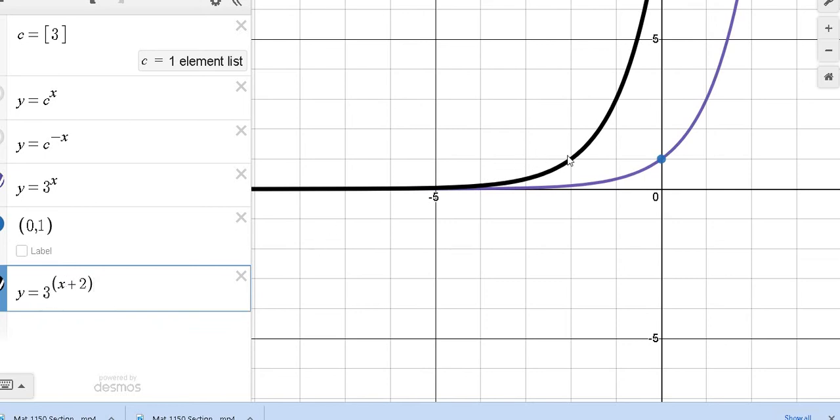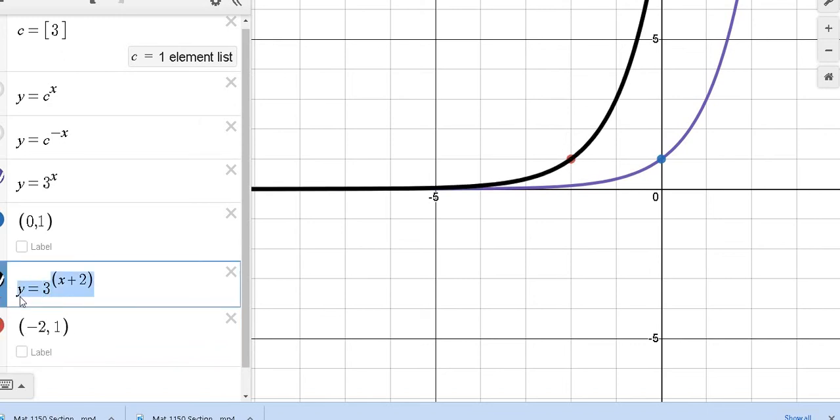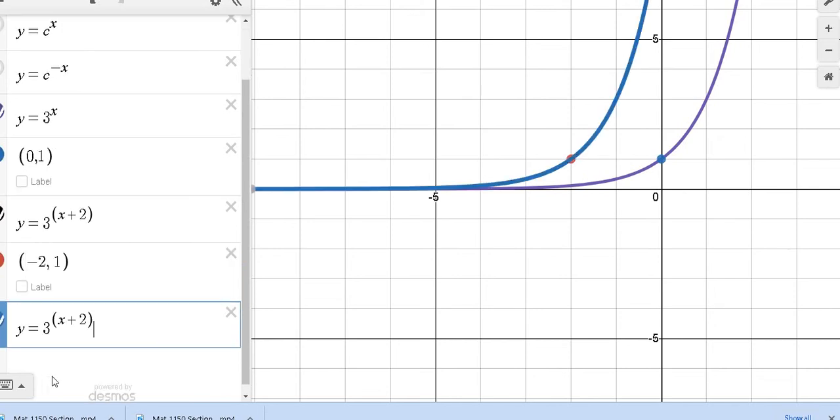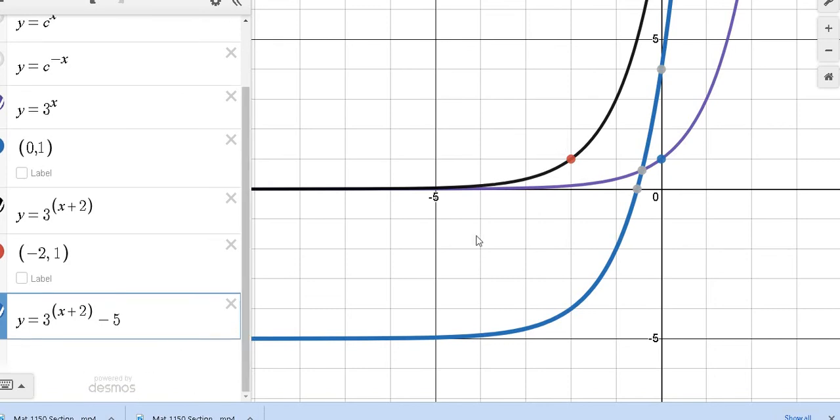You can see the point that was at 0, 1 is now at negative 2 and 1. I can't quite get it in there. Let's just do it this way. Negative 2 and 1. There we go. And then you're going to take that graph and shift it down by 5. So let's see if we can't do that. Down 5. And the point that was here is going to have what coordinates in my new graph? It was at negative 2 and 1. Where is it going to be in my new graph?